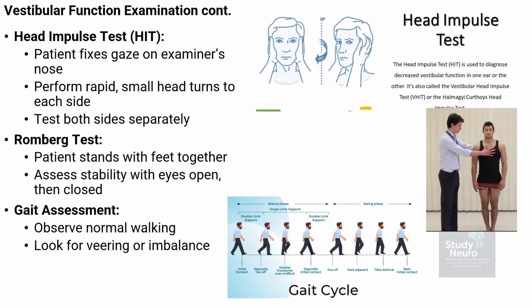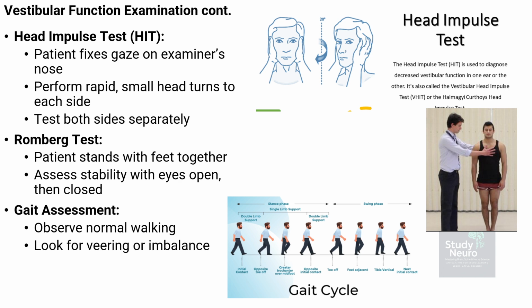One of the most informative bedside tests is the head impulse test. Ask the patient to keep their eyes fixed on your nose, then make quick, small head movements to either side. In a normal response, the eyes stay locked on the target. If you see a corrective saccade, this suggests impaired vestibulo-ocular reflex function on that side.